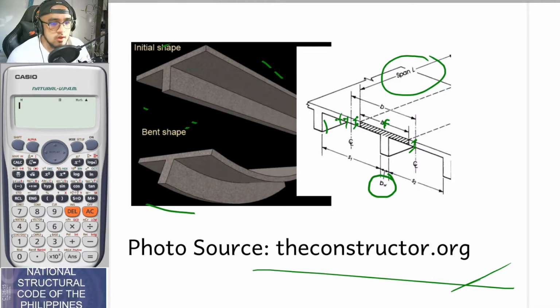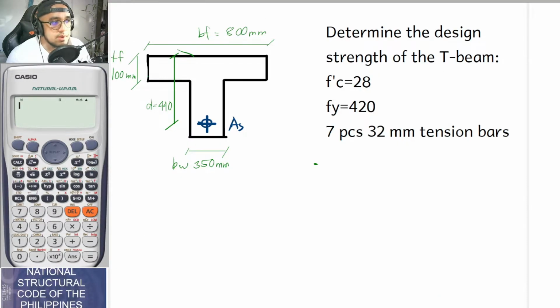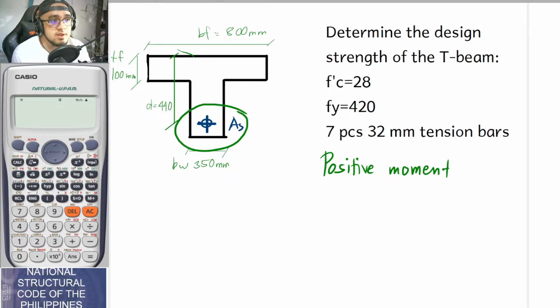So ayan. Okay, so for us to understand our lesson better, let us just have an example. In this example, guys, we would be determining the design strength of the T-beam. And when we say we would be determining the design strength, we would be determining the value of phi Mn. This is for the design strength, and your Mn is just your nominal strength. Take note, guys, that this section here is subjected to a positive moment. So what this means is that, of course, the one at the bottom is subjected to tension, and the one on top would be subjected to compression.